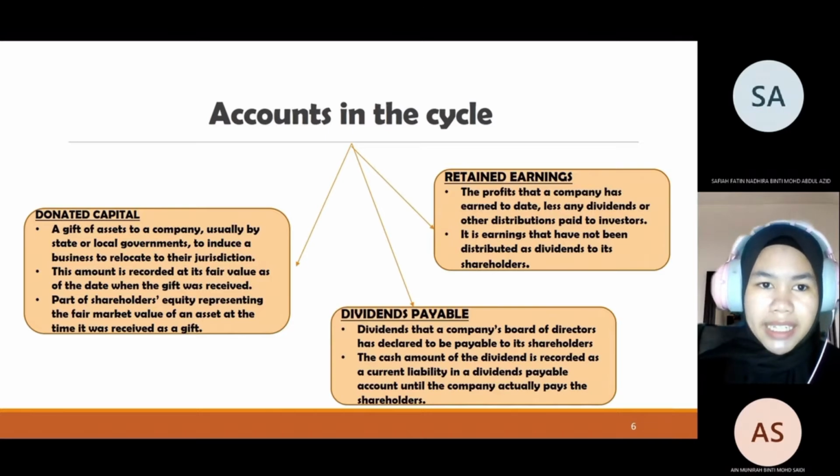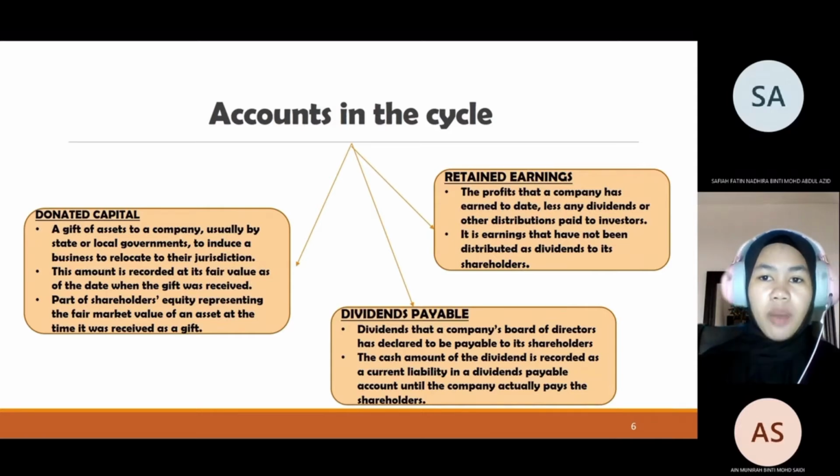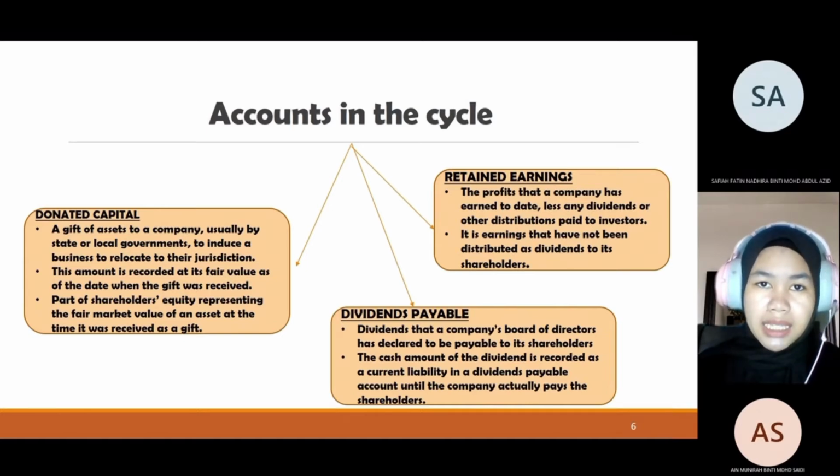We also have dividend payable. Dividend payable is the dividend that a company's board of directors has declared to be payable to its shareholders. So, it exists after the company has already declared the dividend but has yet to pay. Same as dividend declared, the cash amount of the dividend is recorded as a current liability in an accrued dividend payable account until the company actually pays the shareholder.